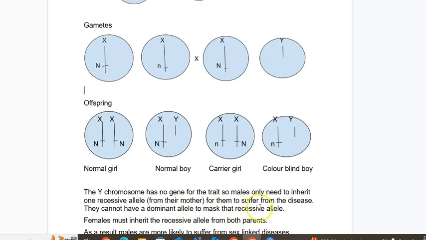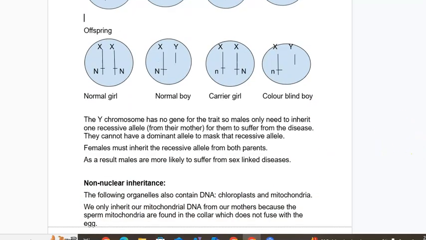The Y chromosome has no gene for the trait, so males only need to inherit one recessive allele from their mother for them to suffer from the disease. They cannot have a dominant allele to mask that recessive allele. Females must inherit the recessive allele from both parents. As a result, males are more likely to suffer from sex-linked diseases. Okay, so that's a question that could be asked: why are males more likely? And we say because females must inherit the recessive allele from both parents, or you can say that the male only needs to inherit one recessive allele, and it's always from their mother, for them to suffer from the condition.